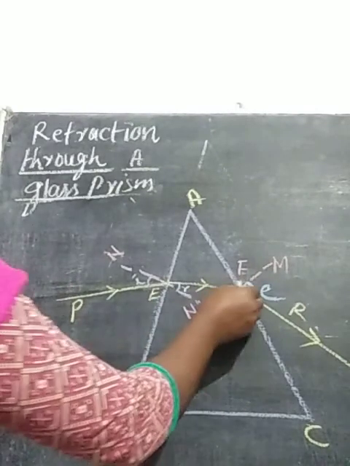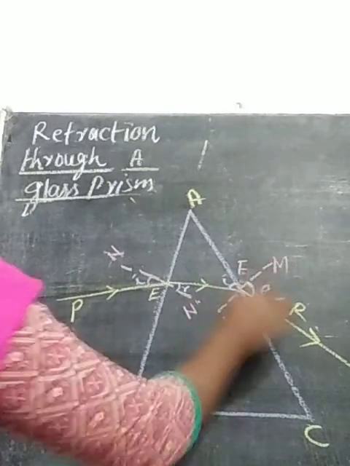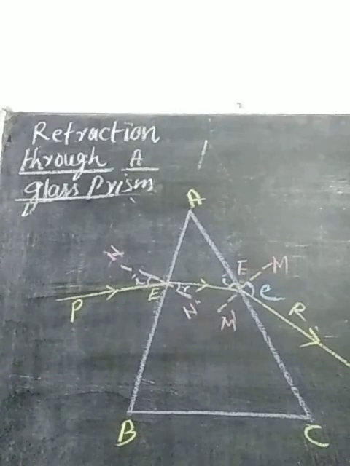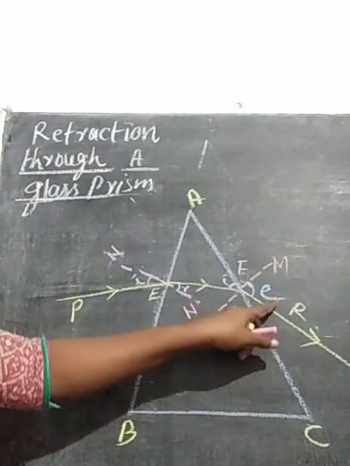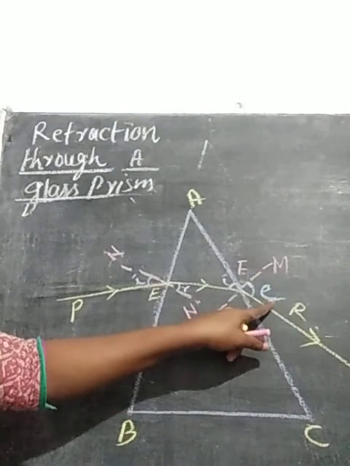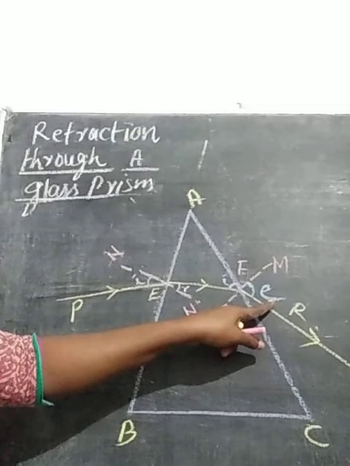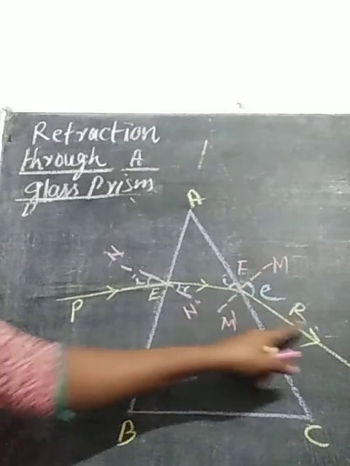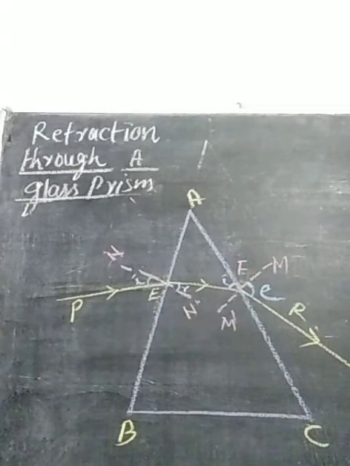Clear? So this is angle I and this is angle R. Angle E, or this is the second angle of refraction, or this is the emergent angle. This is the angle made by the normal with the finally emergent ray. So these are the different points on the diagram.